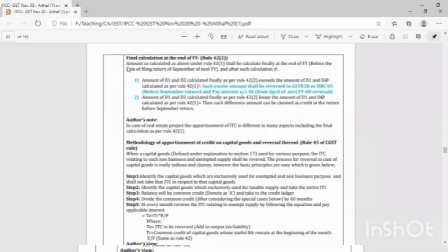This is a procedural aspect. Okay, for procedural aspects. That's it.